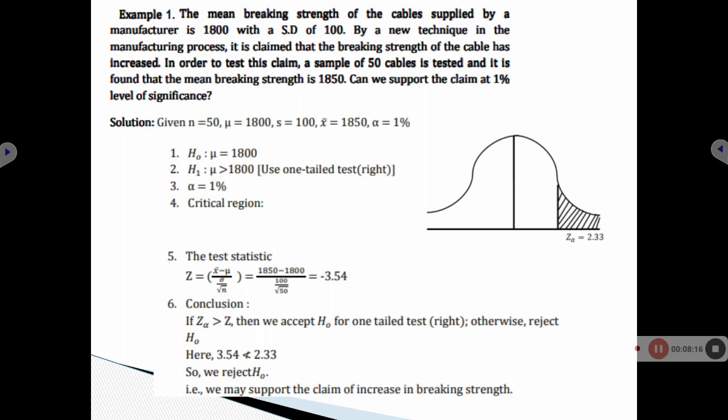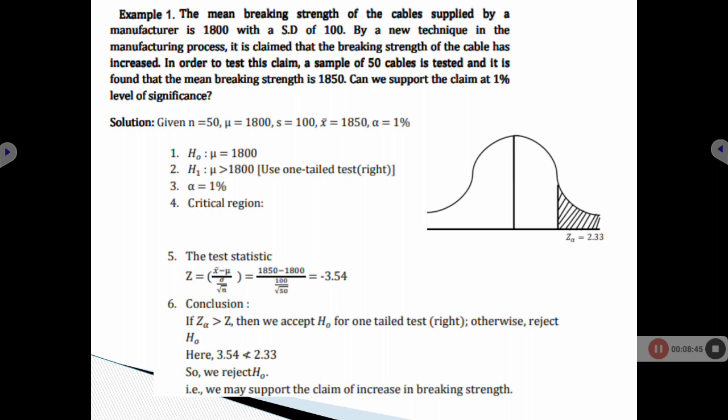So next, the test statistic. The formula is Z equal to x bar minus mu divided by sigma by root n. We know the values: x bar is 1850 minus the value of mu, 1800, divided by the value of sigma, the standard deviation, 100, divided by root of n, which is root 50. While calculating this we will get the value 3.54.